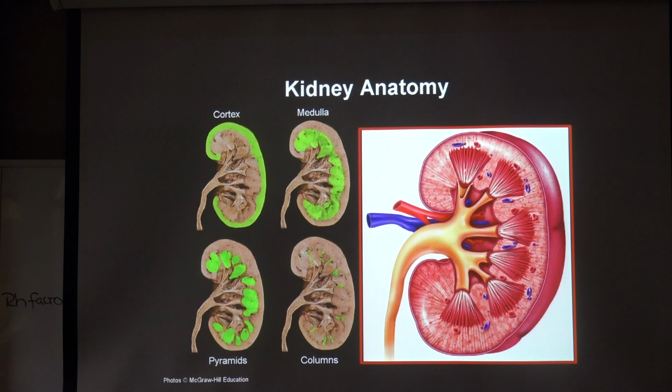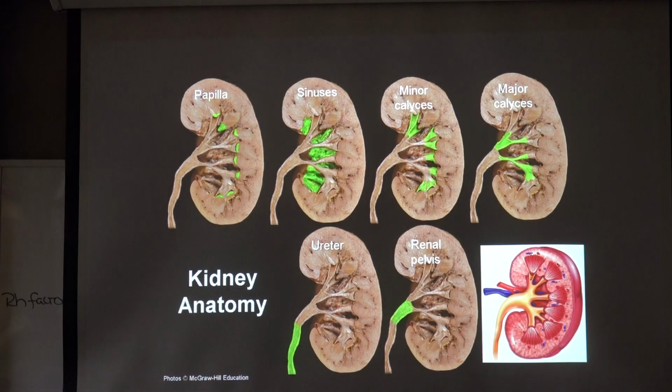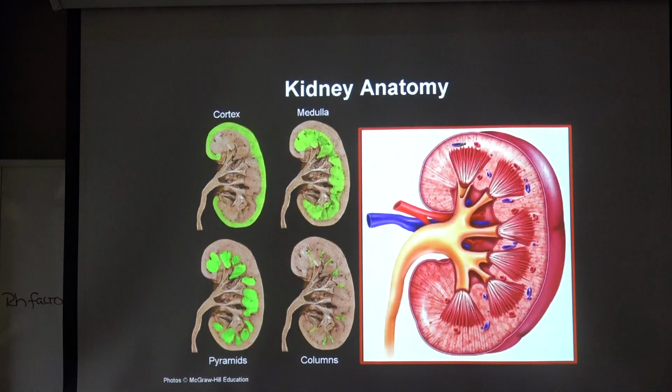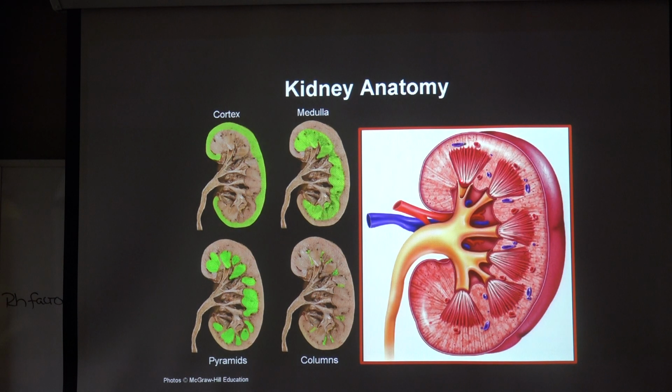So you've got pyramids, columns, and these little funnel-like structures on the bottom, right here. Let me go back just so we get to take a really nice look at them. The little point at the bottom is called the renal papilla.